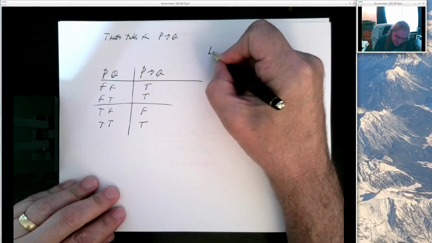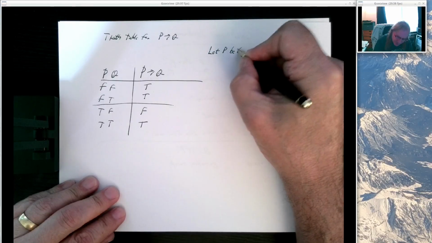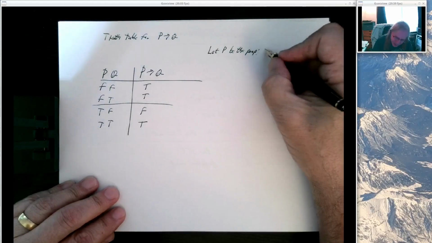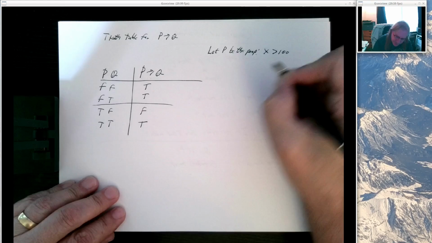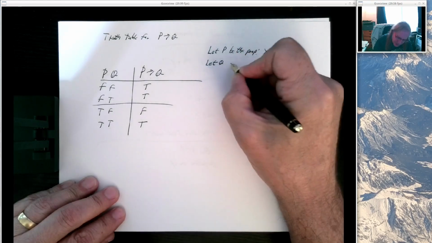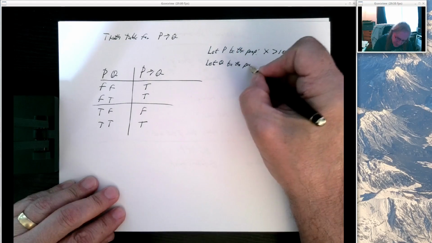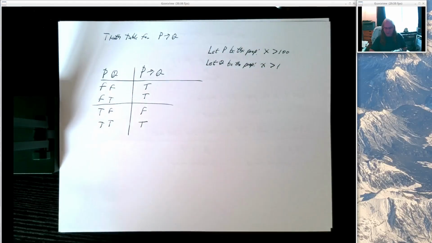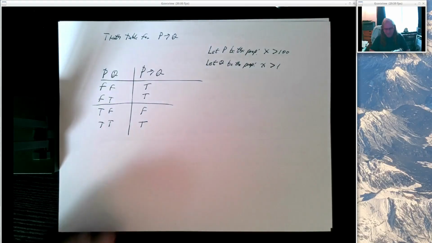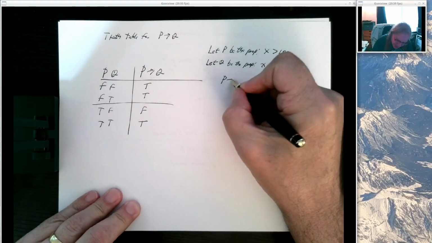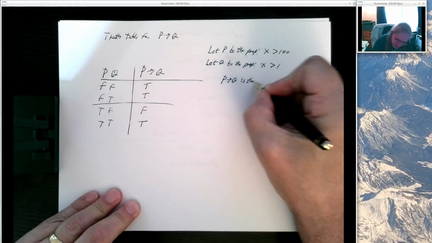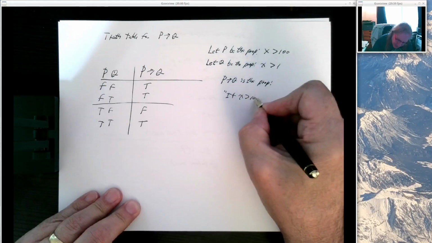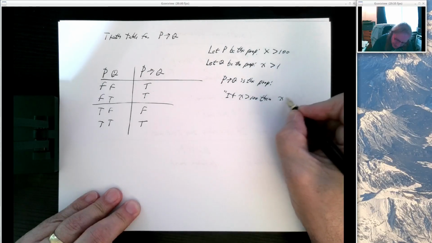So I'm going to make a pair of propositions. Let P be the proposition that x is bigger than 100. And let Q be the proposition x is bigger than 1, where x is some number. Alright, so P arrow Q is the proposition if x is bigger than 100, then x is bigger than 1.